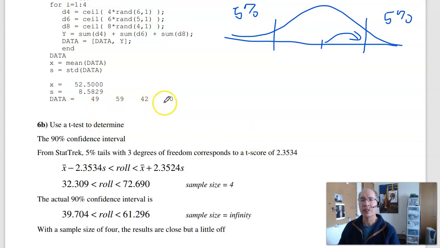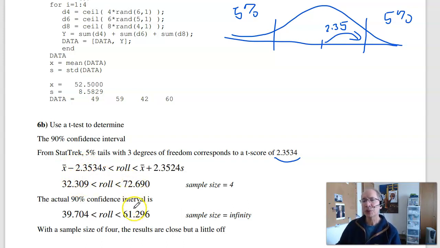I've got 4 data points. The degrees of freedom is sample size minus 1. Basically, a single data point tells you nothing. So if I have a single data point, the degrees of freedom are 0. I need at least 2 data points. With 4 data points, I've got 3 degrees of freedom. From a t-table, 5% tails and 3 degrees of freedom corresponds to a t-score of 2.35. So we need to go 2.35 standard deviations out. So this is my 90% confidence interval. I should roll numbers from the mean plus or minus 2.35 standard deviations, or between 32 and 72.